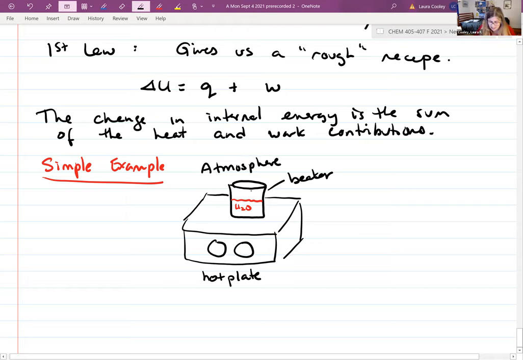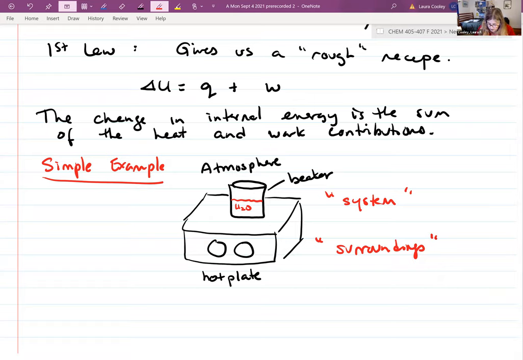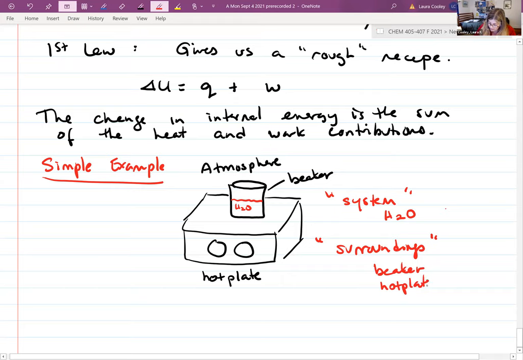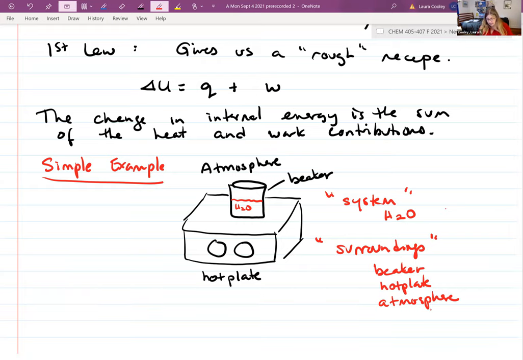Now, why am I writing all that down? It is because I want to tell you that we need to make a distinction between the system, which is the focus of our attention, and the surroundings, which are the near neighbors of that focus that are affected by whatever process is going on. So the system is simply our liquid water. Well, it's just water. It's still part of the system when it vaporizes. So it's our water. The surroundings is really like the beaker, the hot plate, and the atmosphere. And I don't mean what's going on, you know, even across the city. I mean, what's happening in this room right next to that beaker of water.